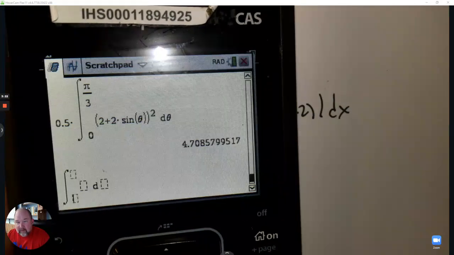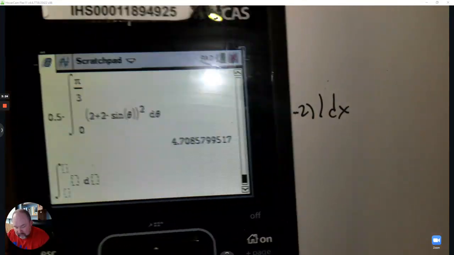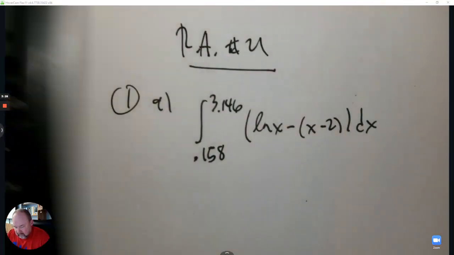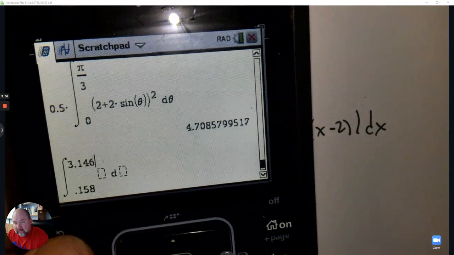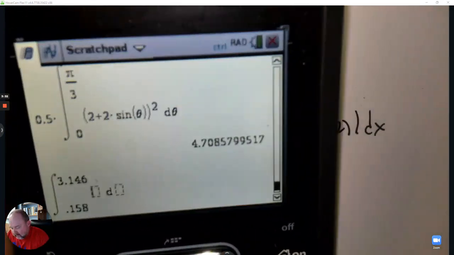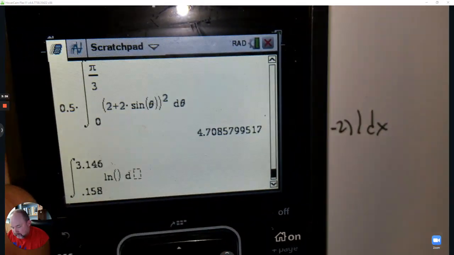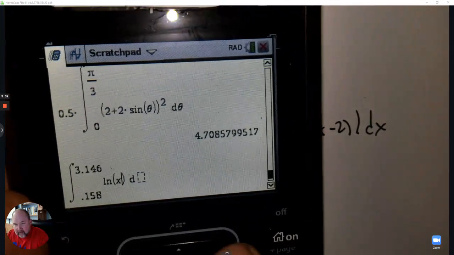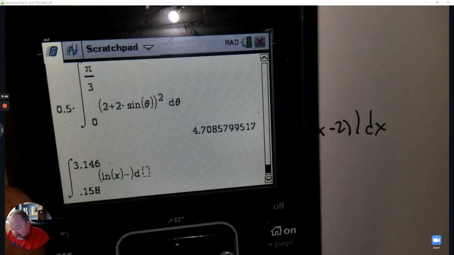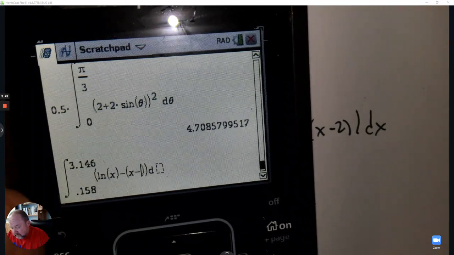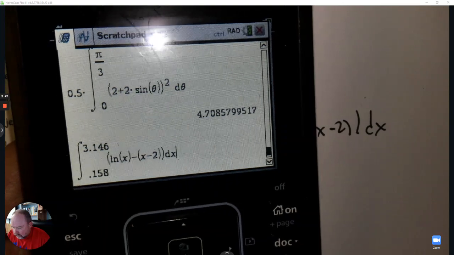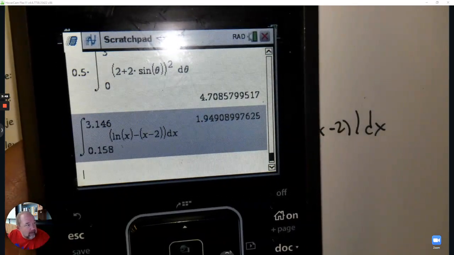So calculus integrate, type it in. So it's from 0.158 to 3.146, ln x, subtract, parentheses, x minus 2. I get 1.949.